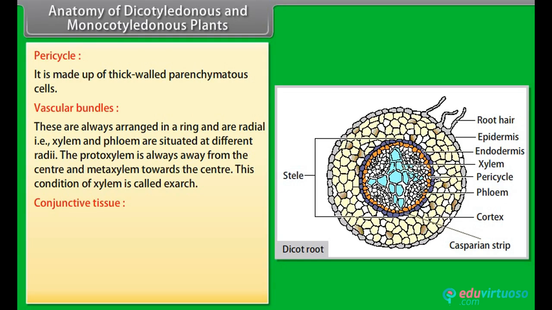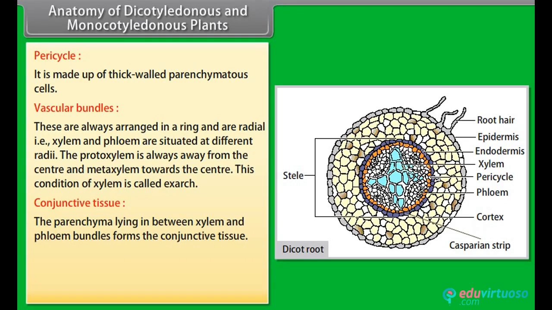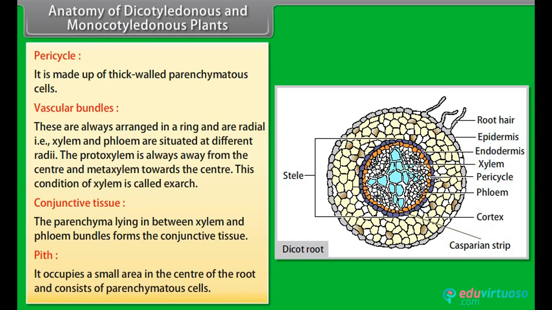Conjunctive tissue. The parenchyma lying in between xylem and phloem bundles forms the conjunctive tissue. Pith. It occupies a small area in the center of the root and consists of parenchymatous cells.